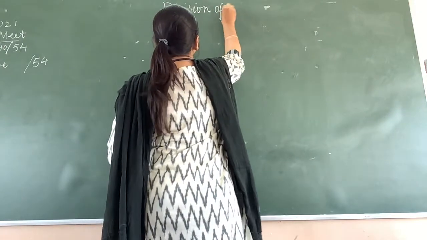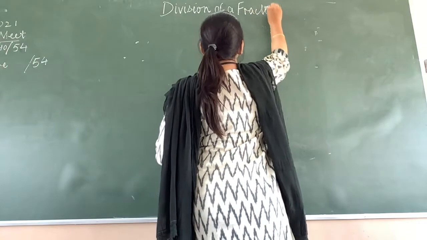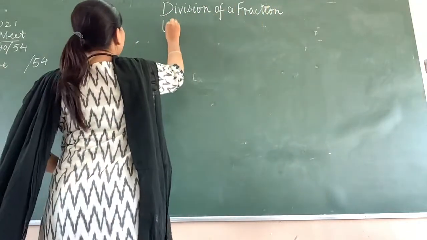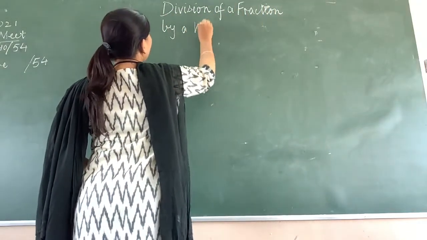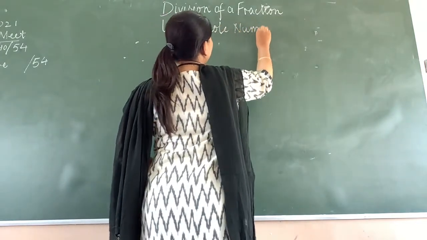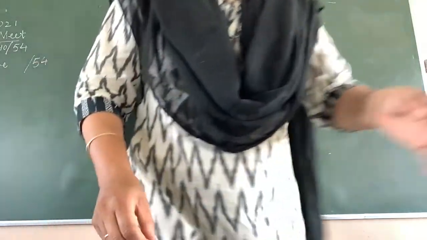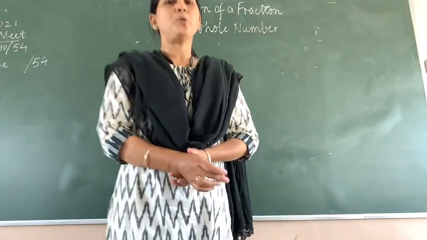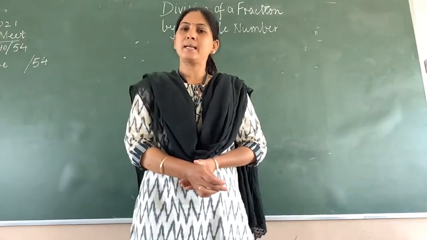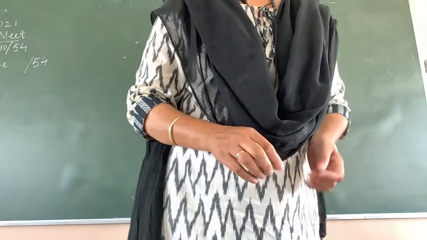Division of a fraction by a whole number. Let me take an example from the book, children. You can open your book at page number 69.